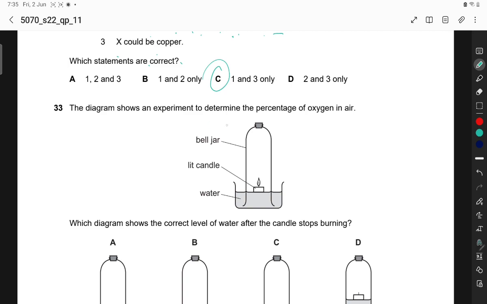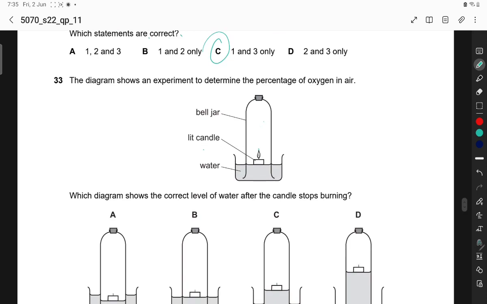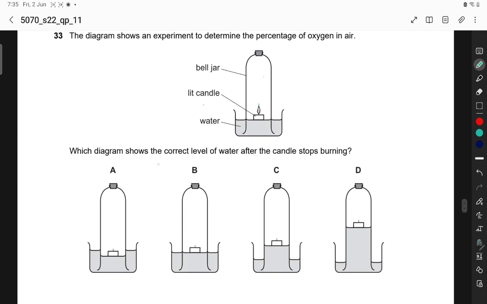The diagram shows an experiment to determine the percentage of oxygen in air. Bell jar, light, lit candle, water. Which diagram shows the correct level of water?